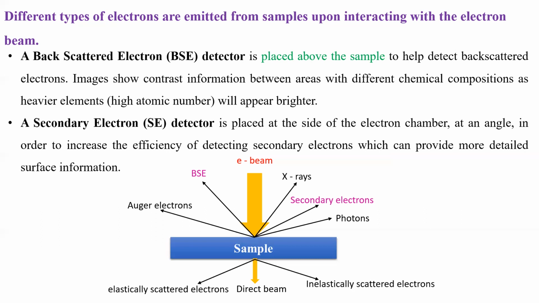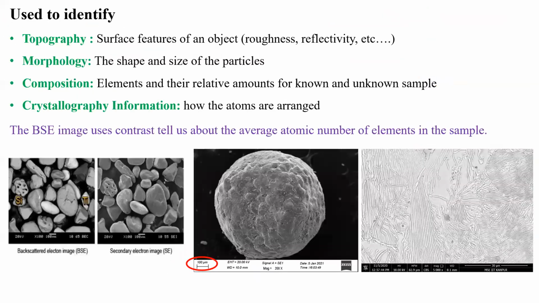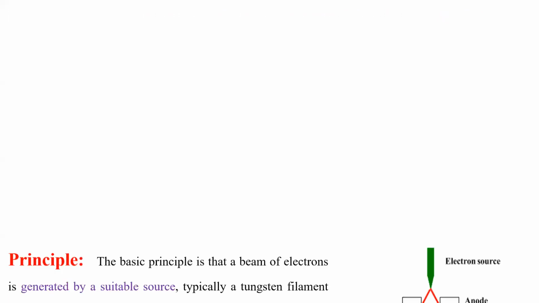So the basic function of keeping the detector inclined with the electron chamber is to increase the efficiency of detecting secondary electrons, which provides more detailed surface information. Here, with the secondary electron detector, we can see clearly the structure of the surface. In the previous slide we saw the structure of the specimen on the right-hand side. Here we can see a pearlitic structure. By using secondary electrons, one can easily see the structure of the sample.